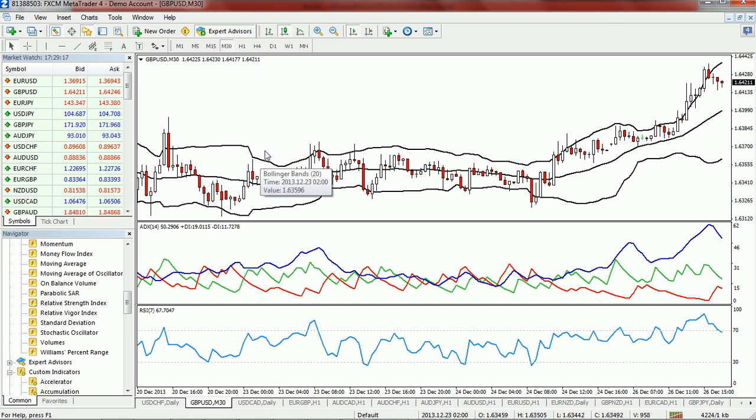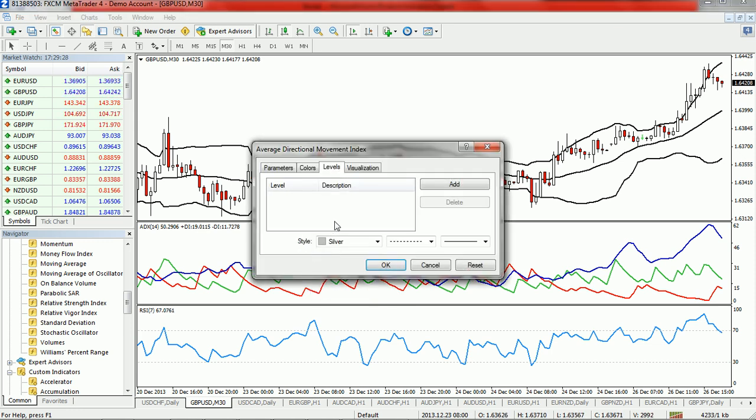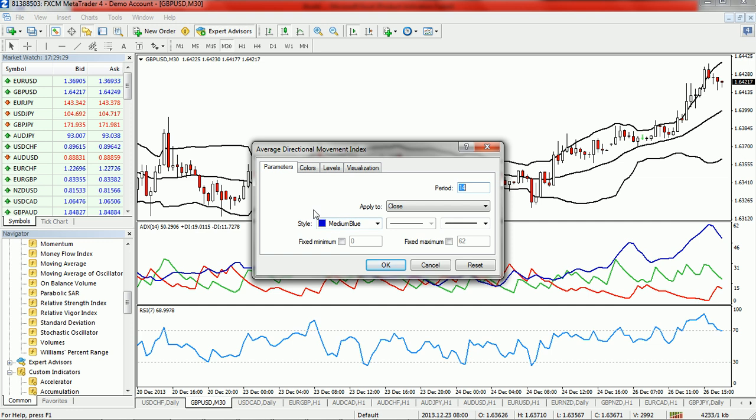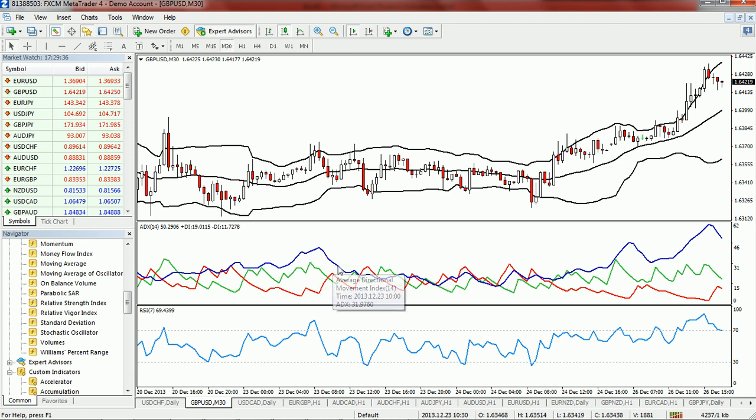Now let's see how this strategy works. The first thing you have to know is, in the ADX indicator, the blue line, which is set by the parameters, the period and the style, is the actual ADX line, and this green line is the plus DI line, and the red line is the minus DI line.